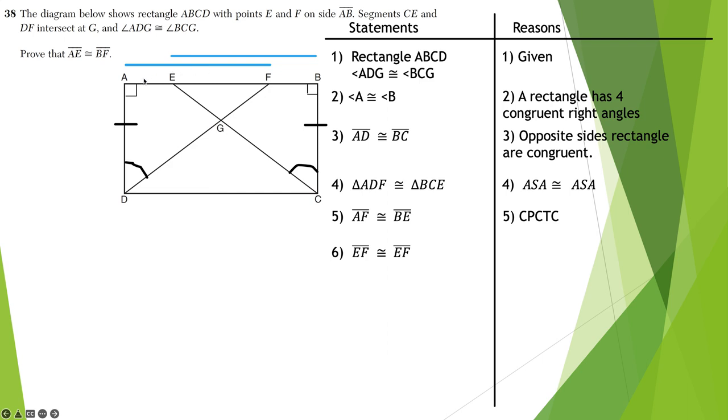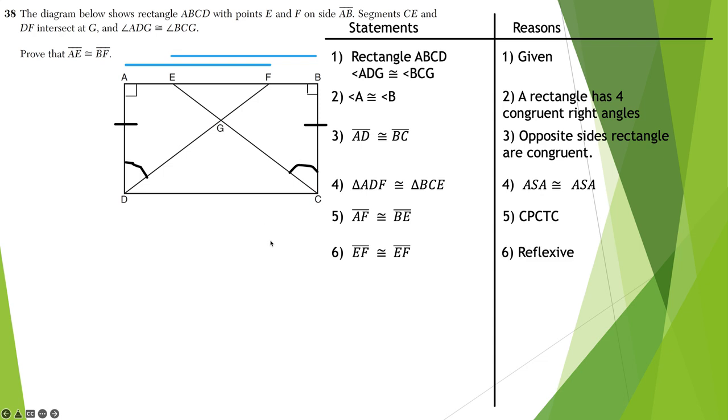So for instance, if the distance from A to E was 2 and from E to F was 5, well, by CPCTC, the distance from E to B is also 7, and that piece above EF is also 5. So AE and BF would both have to be 2. So if I take away that EF piece, I'm going to get that AE and BF, both being 2, had to be congruent. But before I do that, I have to say that EF is congruent to EF by reflexive.